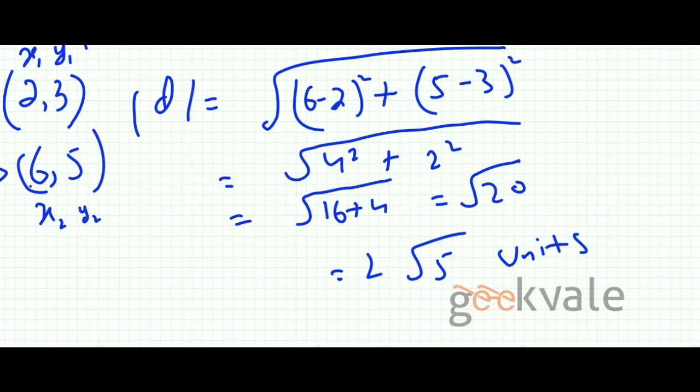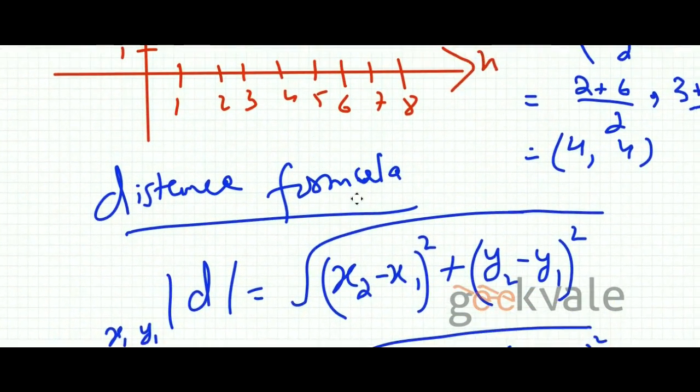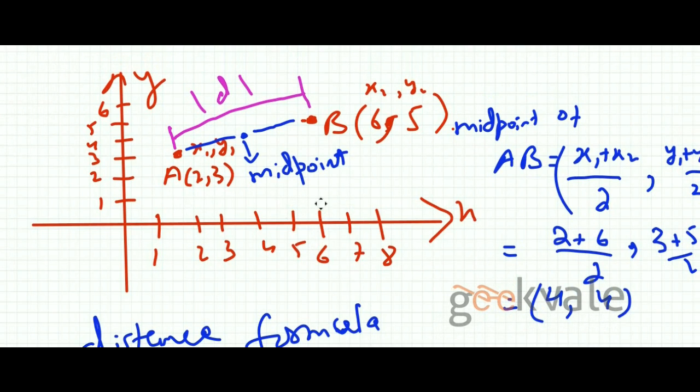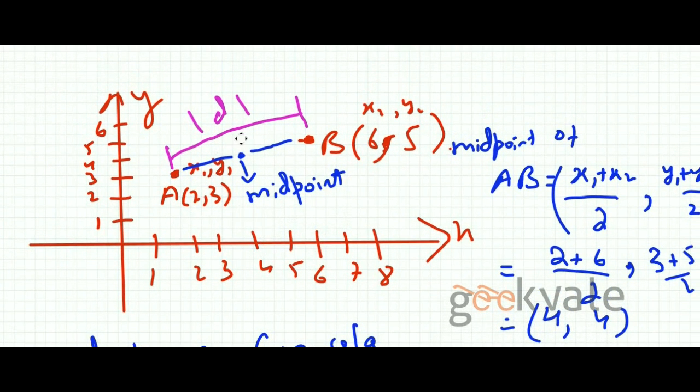If no unit is mentioned, you will just say units. If it doesn't say centimeter or millimeter on the graph, you will just say units. So the distance between AB is 2 square root of 5 units, and that's how you can easily calculate the distance between 2 points. And we've already discussed how we can determine the midpoint between 2 points.